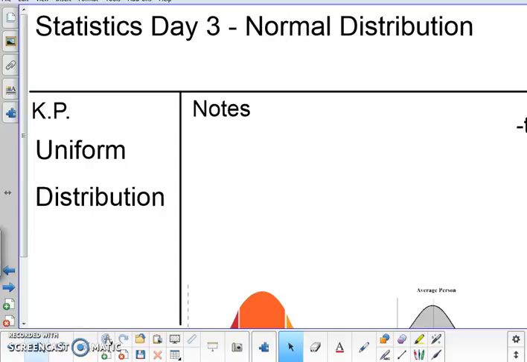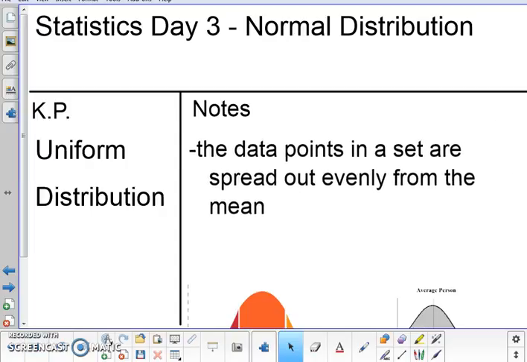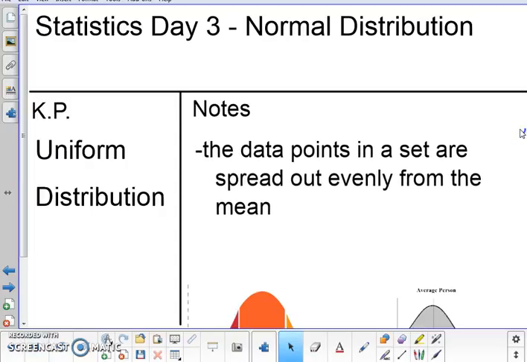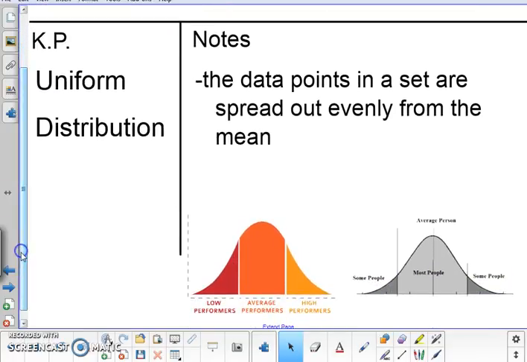First key point we're going to talk about is the uniform distribution. You should have a copy of these notes, and so I'm not going to spend too much time because you're not going to need to write that key point in. But normal or uniform distribution just means that the data points in a set are spread out evenly from the mean, and they make this type of curve. We call it a normal distribution, or sometimes it's called a bell curve.